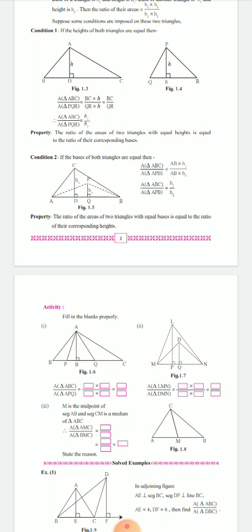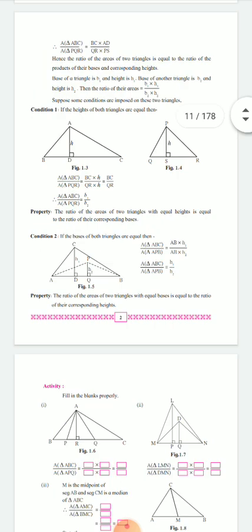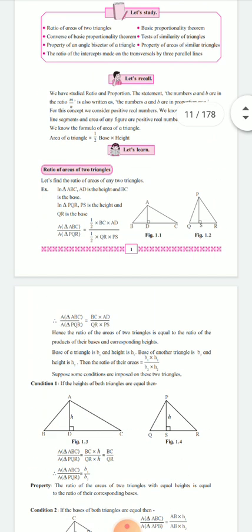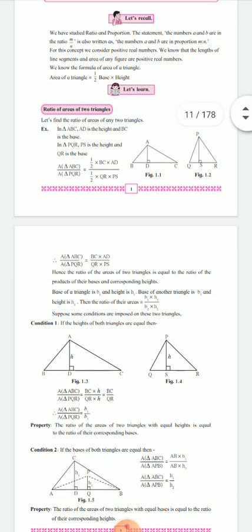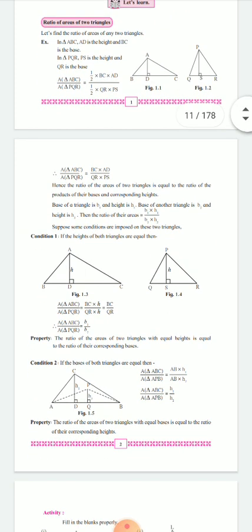So the area of triangle ABC is what? Actually it is half, where the base in this case is BC and the height is AR. Okay, we need not write half because half will get cancelled out, as we saw in the first example while making the formula for the ratio of areas of triangles.